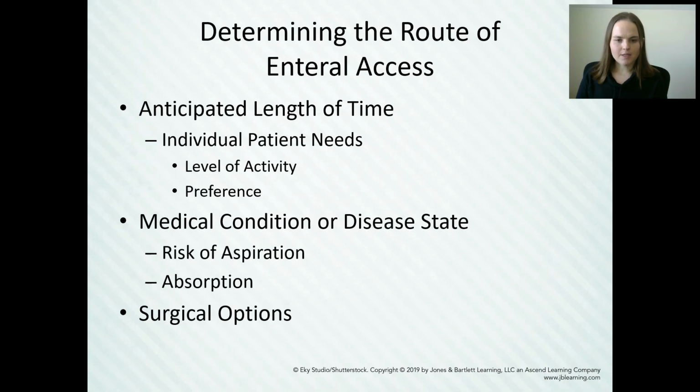And then with all of this, we also want to consider surgical options. A G tube and a J tube would require surgery, which may not be an option for the patient. A PEG or a PEJ could be placed at the bedside, but they are still a minor procedure and may not be a first-line option for most patients.